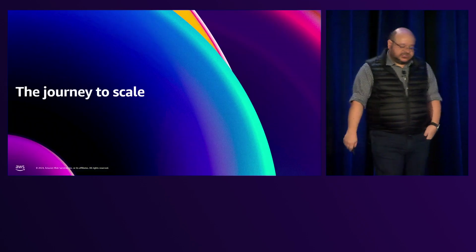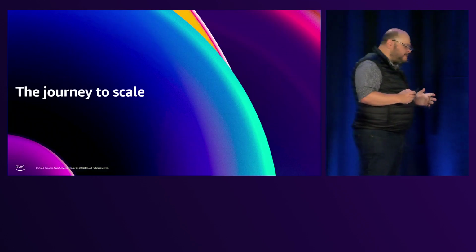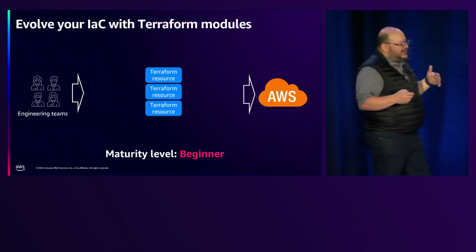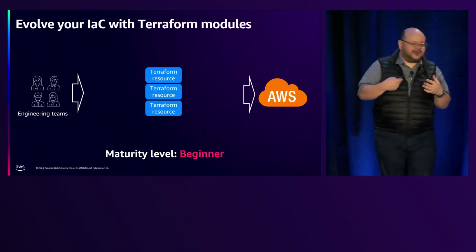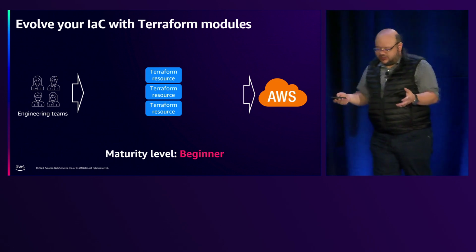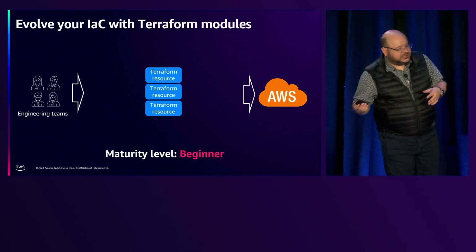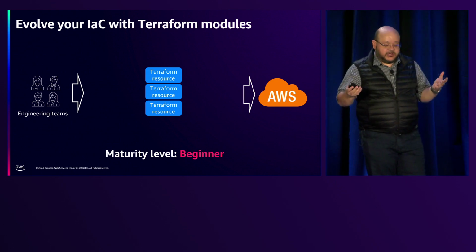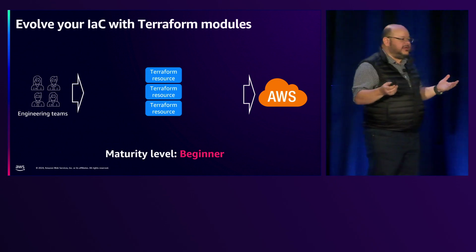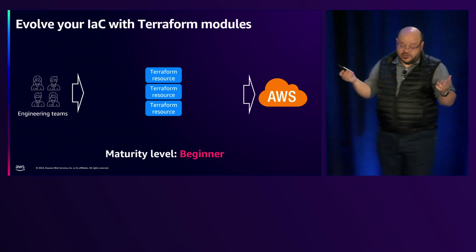So to summarize the journey to scale part, something that I see quite common, I see organizations start with Terraform resources. This is where we started as well. So when you start your journey, you build your applications with plain Terraform resources. You go to the documentation, you use the AWS provider, and you start to build your applications. Now, it's not an official term, I call it maturity level beginner. This is where all of us have started. This is where I started.